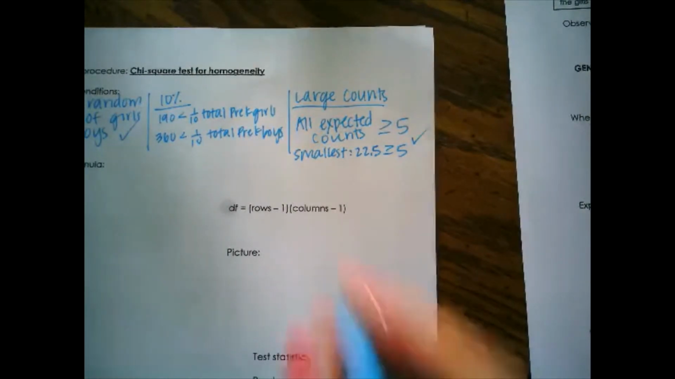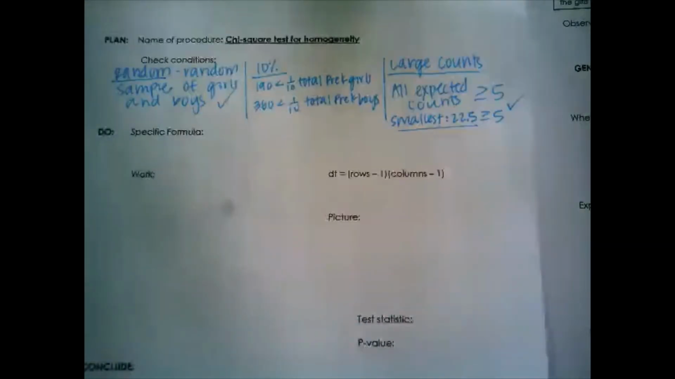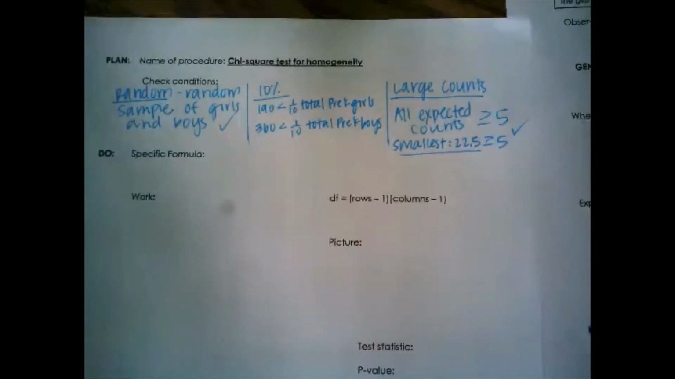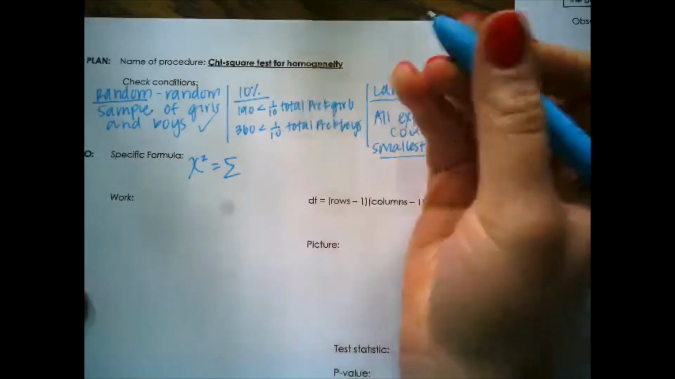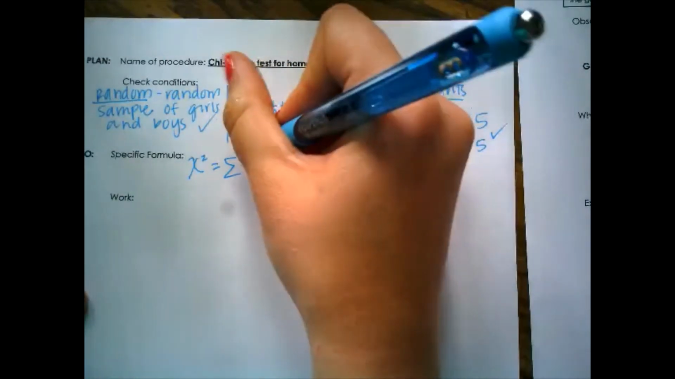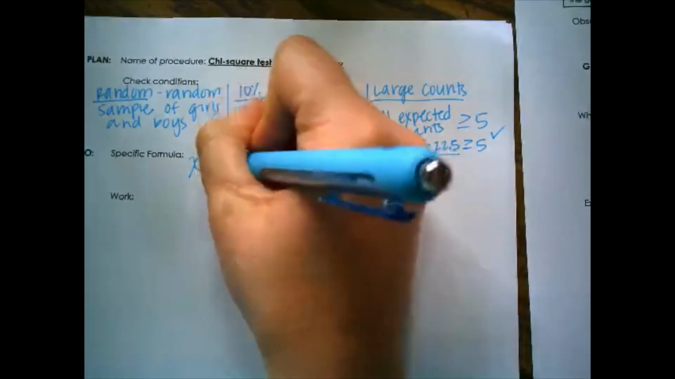All right? So don't forget that. So those are our conditions. Now, your specific formula is the same for chi-square goodness of fit. Your chi-squared is the sum of the observed minus expected values squared over expected. So observed minus expected squared over expected.